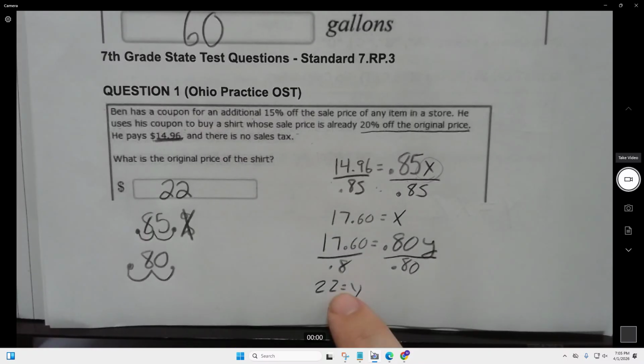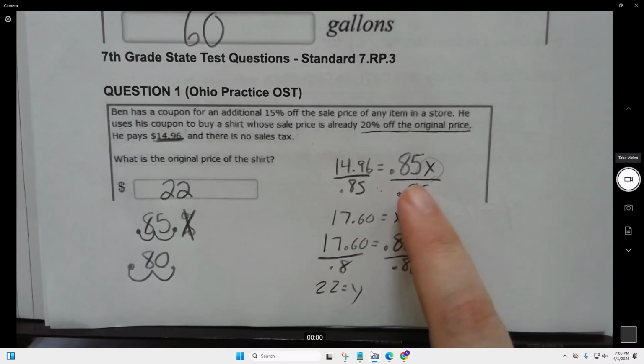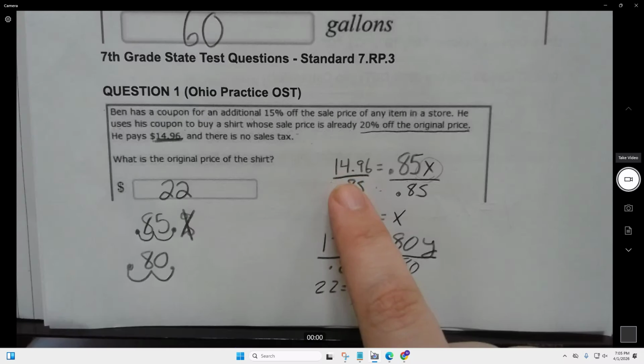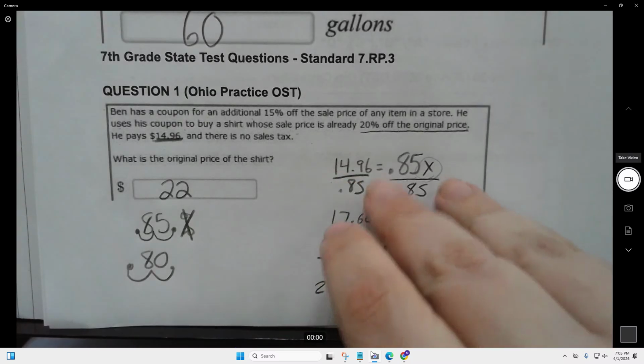Okay, it was $22. He got 20% off that, which discounted it to $17.60, and then took another 15% off of it, which discounted it to $14.96.